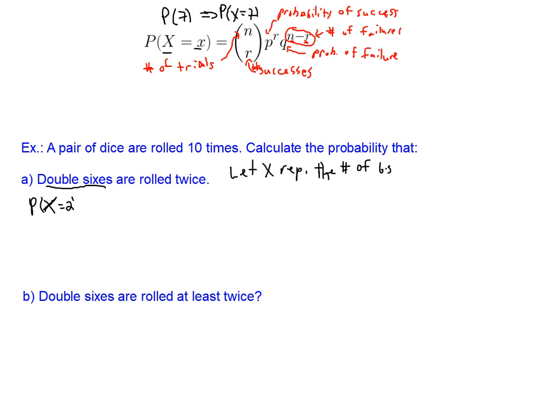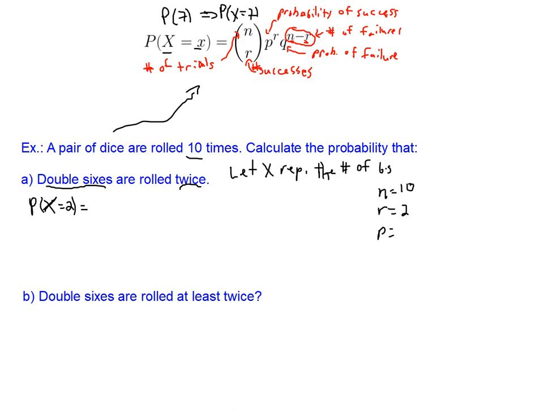is just equal to, and we're going to use the formula up here, N is the number of trials. Well, we're rolling the dice 10 times, so that's N. And actually, maybe it's not a bad thing to list off to the side what the different parts are. So N is the number of trials. It's equal to 10. The probability of success. Oh, hang on. We need R. Let's do R first. R is the number of successes. We want 2 successes, so R is going to be 2. The probability of success is the probability of getting double sixes.